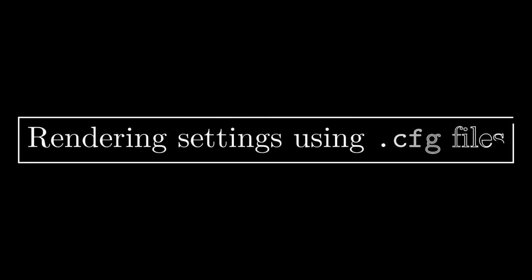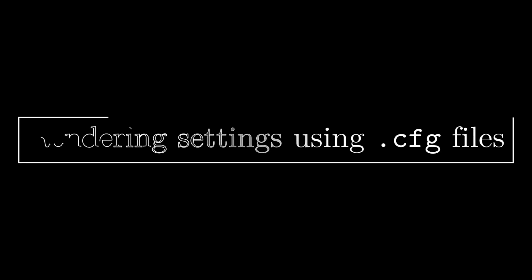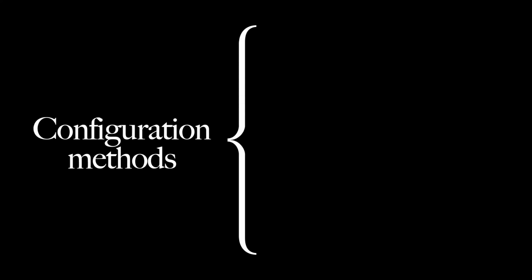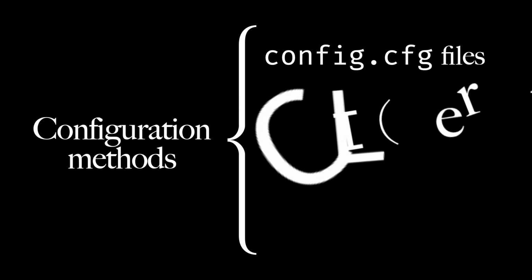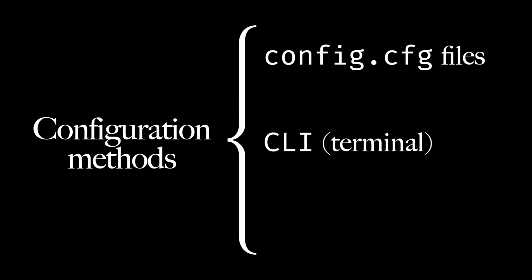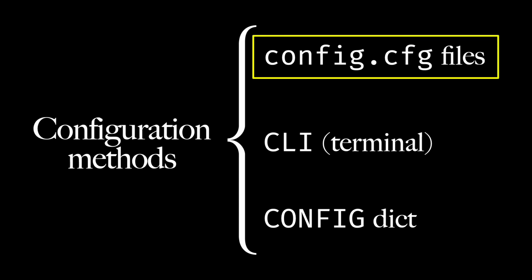In Manim, we can change practically almost all the predefined configurations. There are 3 ways we can do this. 1. Using configuration files. 2. Using Manim CLI, that is, the command line. And 3. Using the config dictionary. In this video, we will learn how to use the first method.